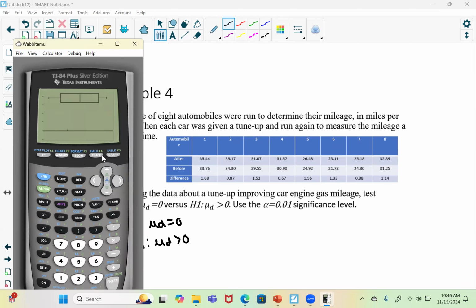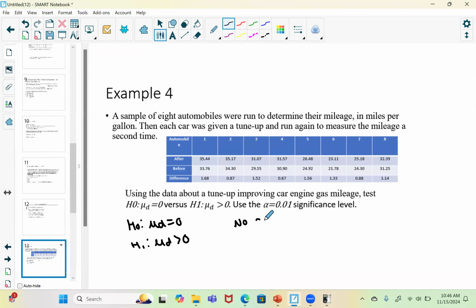All right, and then we check. Okay, so there's no outliers and it's not strongly skewed. So we can assume the population is approximately normal.